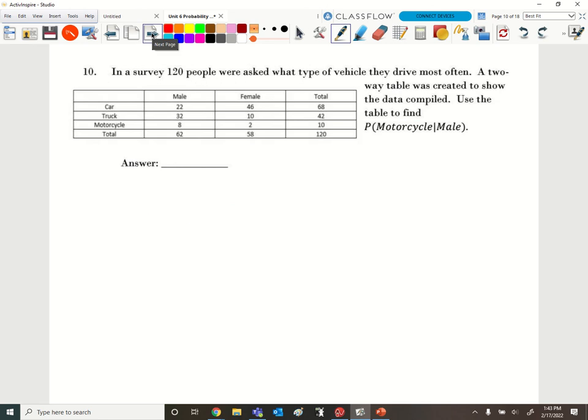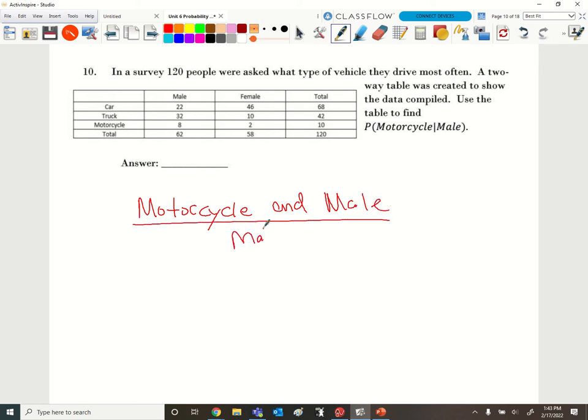All right, now, if you find this one in your notes, this one's one of the given problems. This is a given problem. So the formula looks like this. It is motorcycle and male, divided by male. That's how I do this. This is how the formula breaks down.